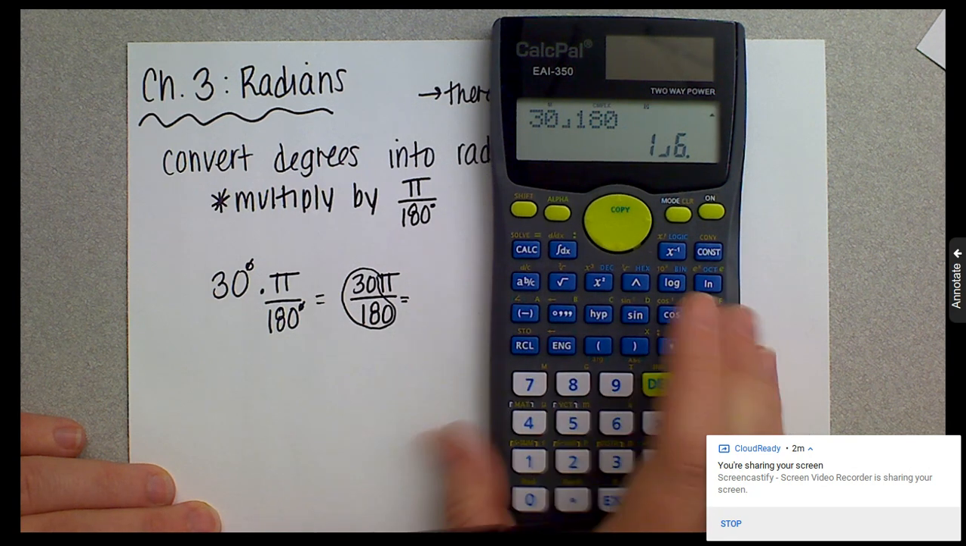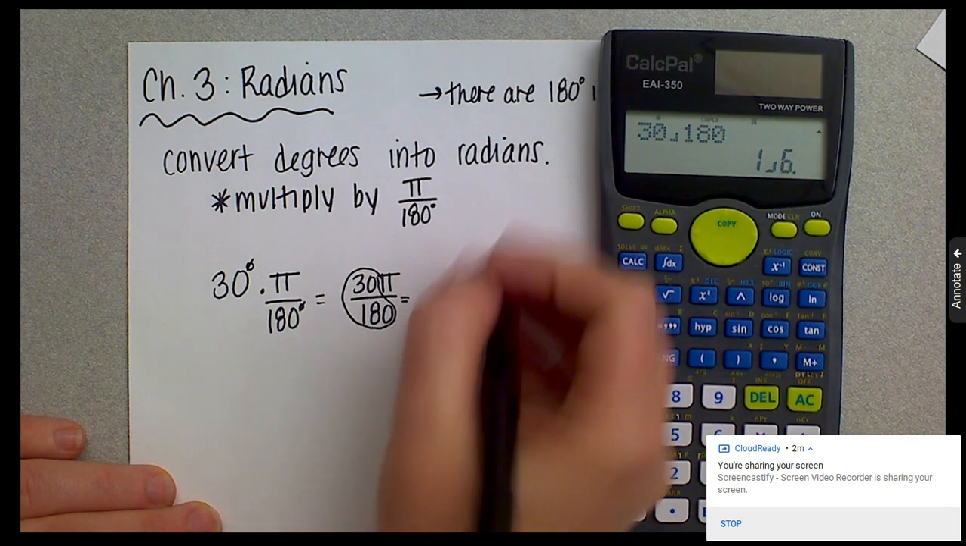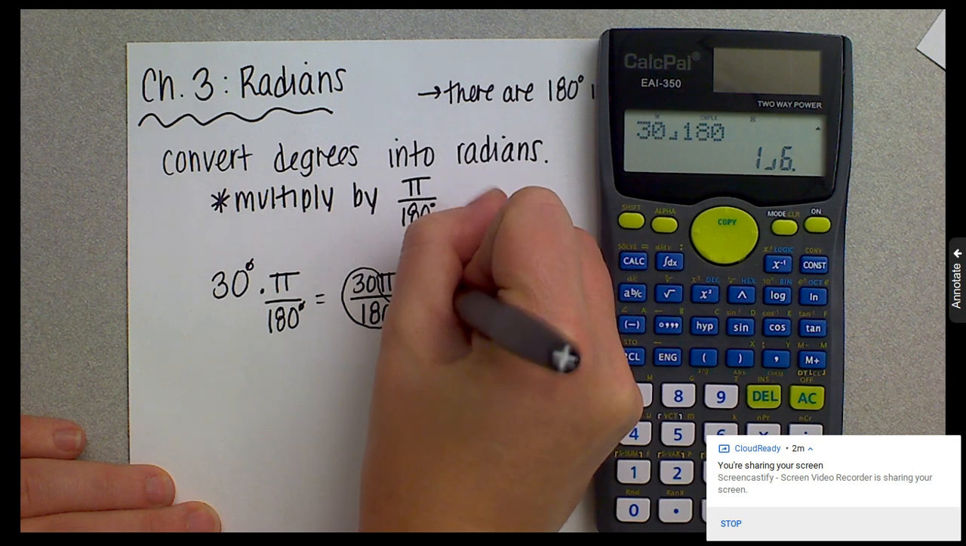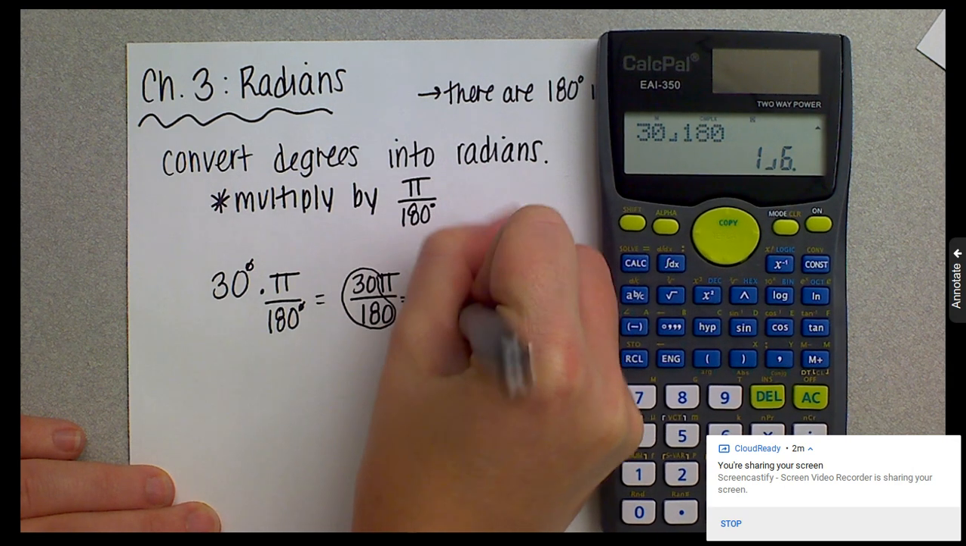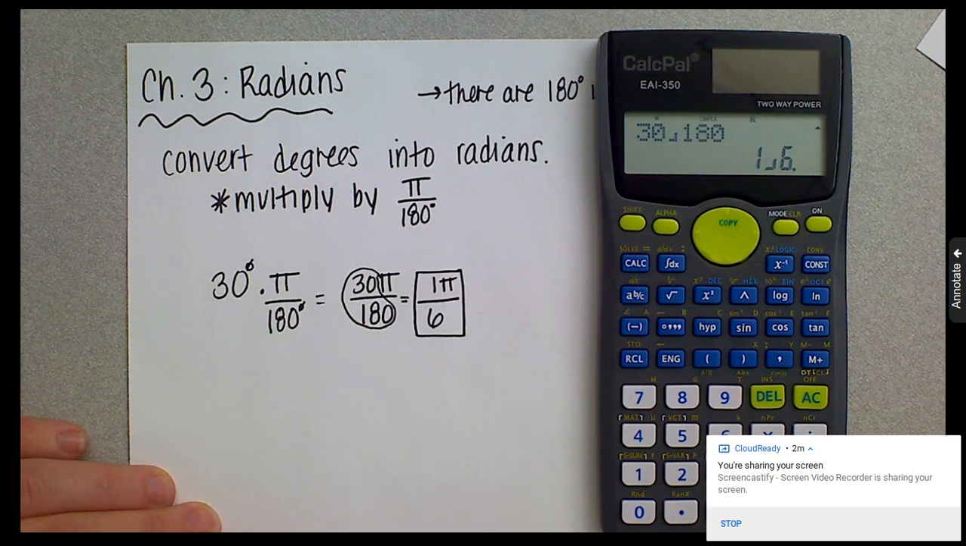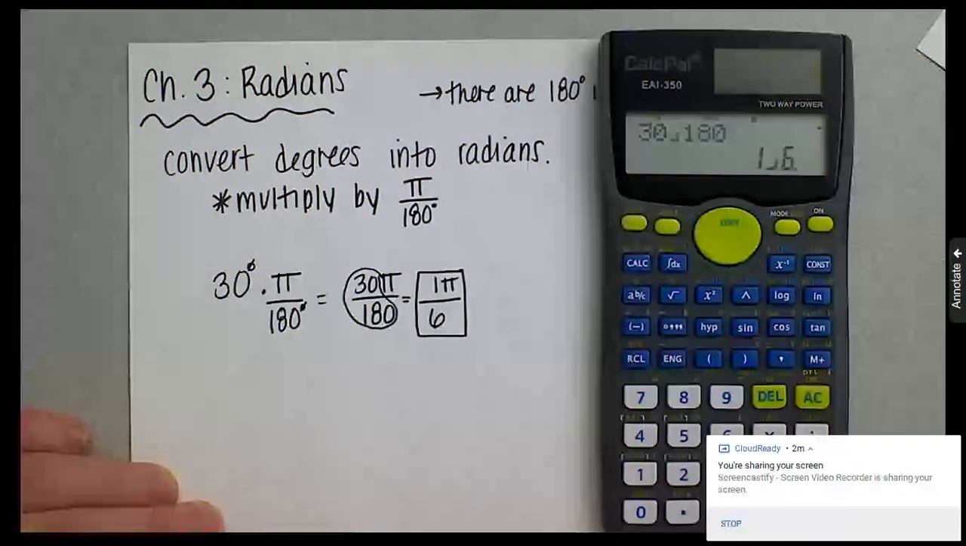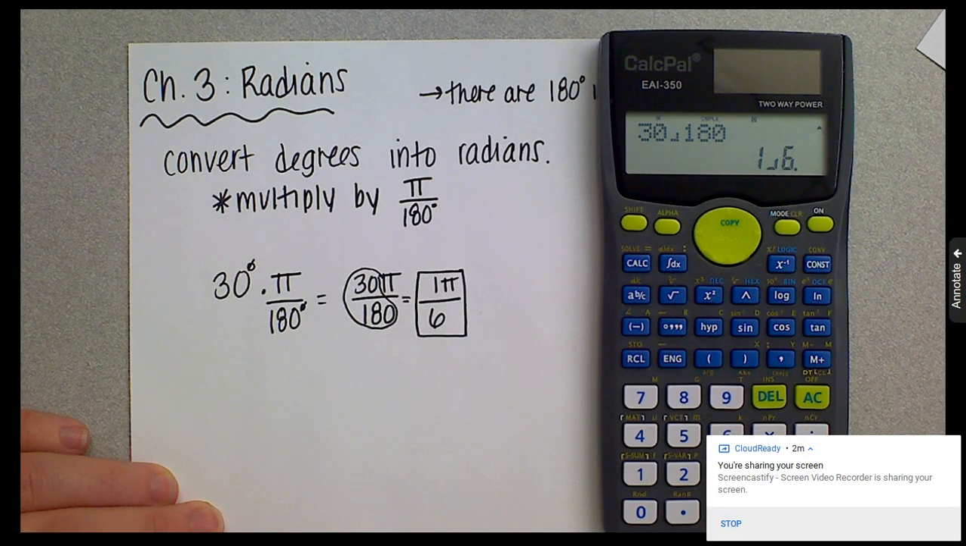So it comes out to 1 over 6. So I would say, oh, 30 over 180 is 1 over 6. And then that pi, I'm just going to put with my answer, and that would be your final answer. So I would say write those in terms of pi, and that's how you would keep it. So once again, for degrees, you multiply by pi over 180. Once you get your fraction, you reduce it, and once again, use your calculator, and that would be your answer.